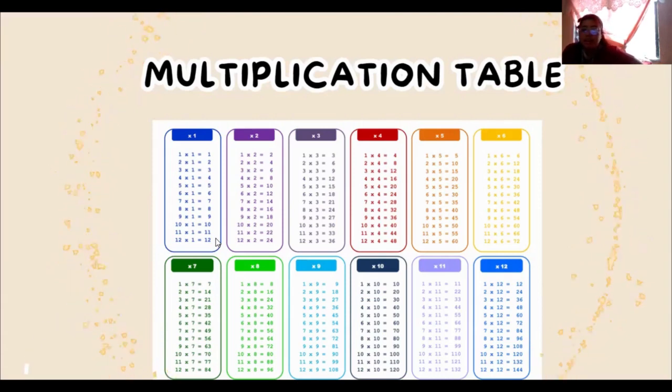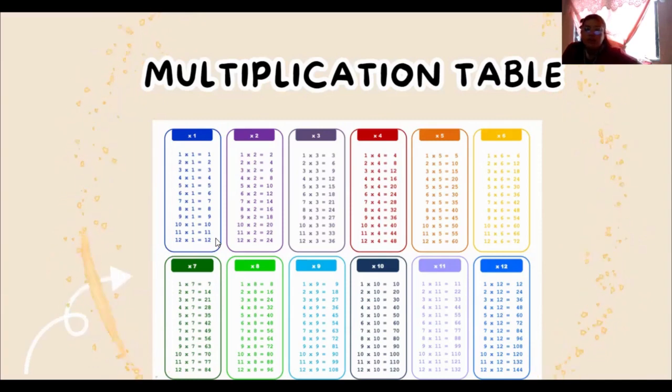And the last is the 12 times table. 1 times 12 is 12. 2 times 12 is 24. 3 times 12 is 36. 4 times 12 is 48. 5 times 12 is 60. 6 times 12 is 72.